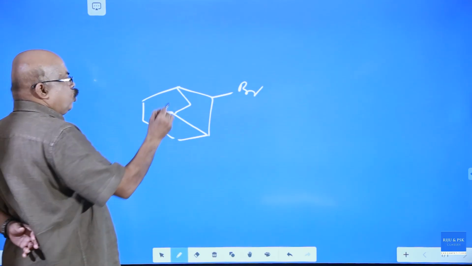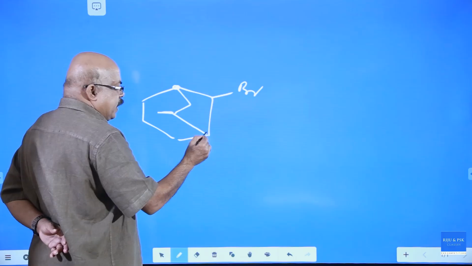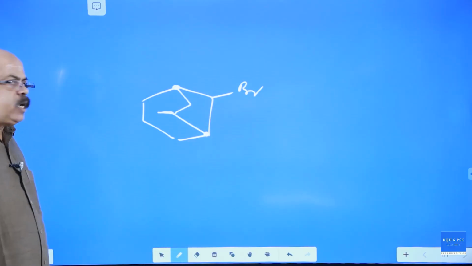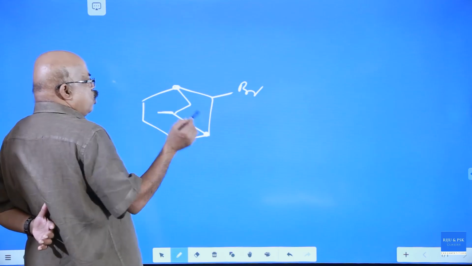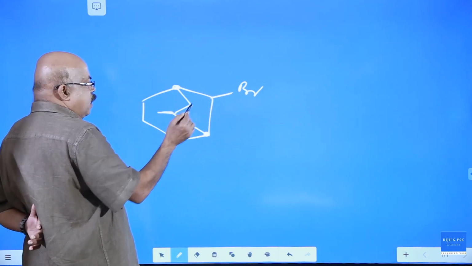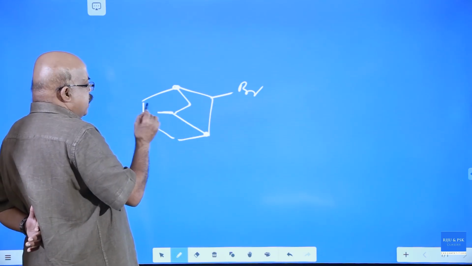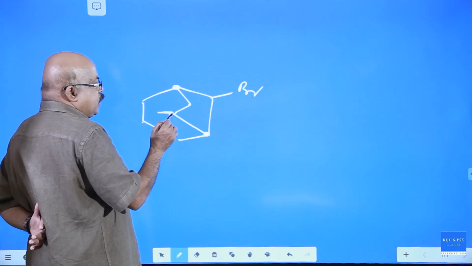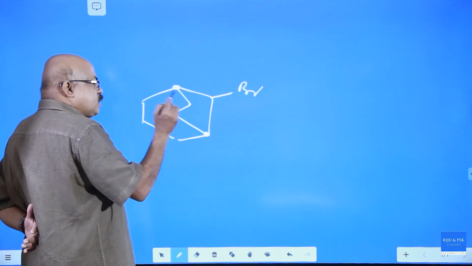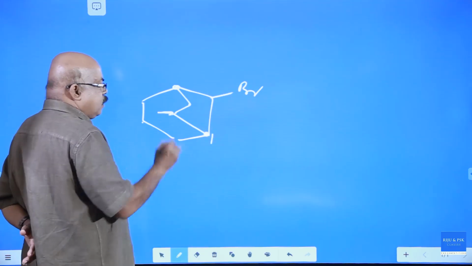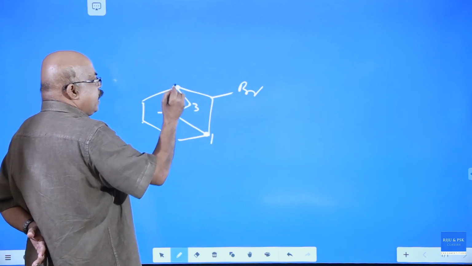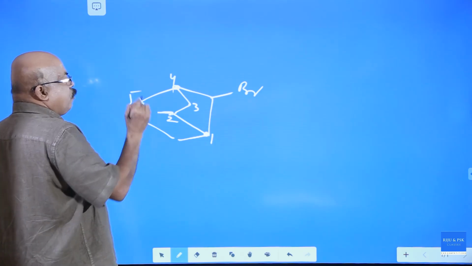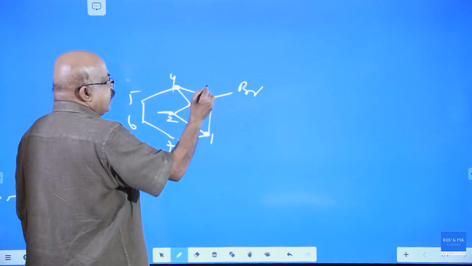These are the 2 bridgehead carbons. Start numbering from any one of the bridges. This is a 1 carbon bridge, it is 1; this is a 2 carbon bridge, it is 2. Since it has a substituent, numbering should be done in such a way that the substituent gets the lowest number: 1, 2, 3, 4, 1 carbon, 2 carbon, 5, 6, 7, 8.